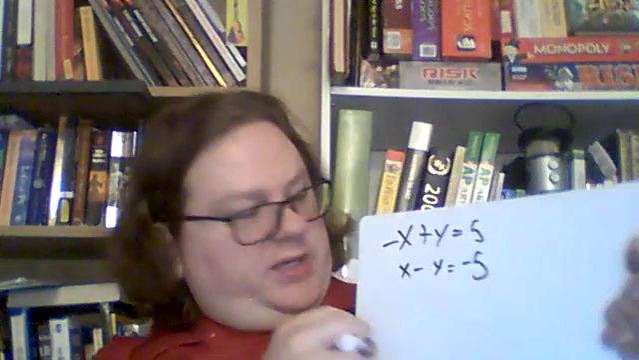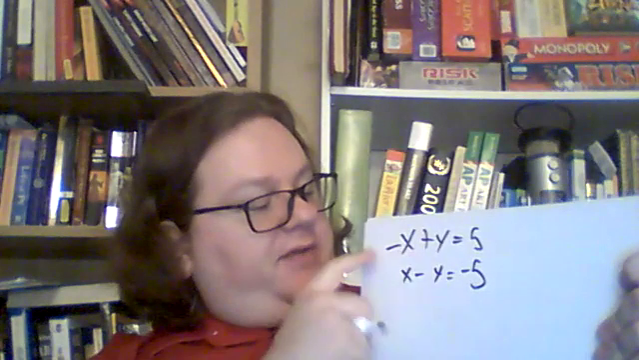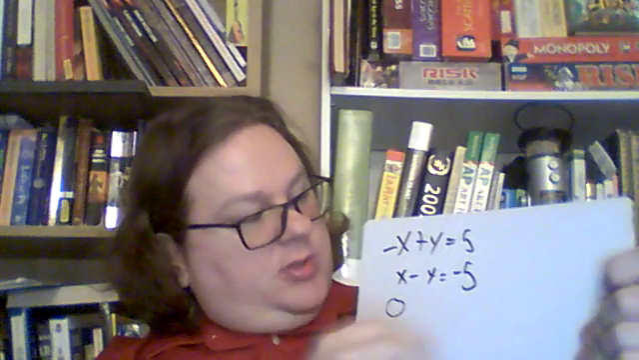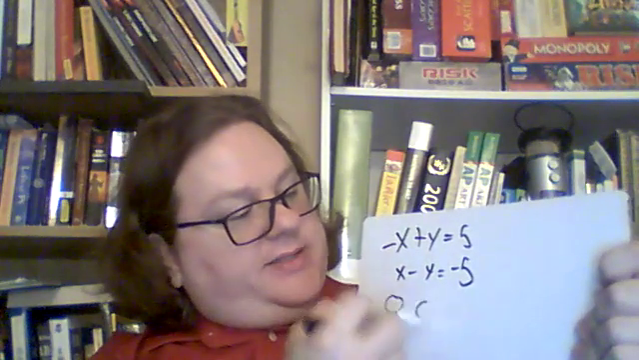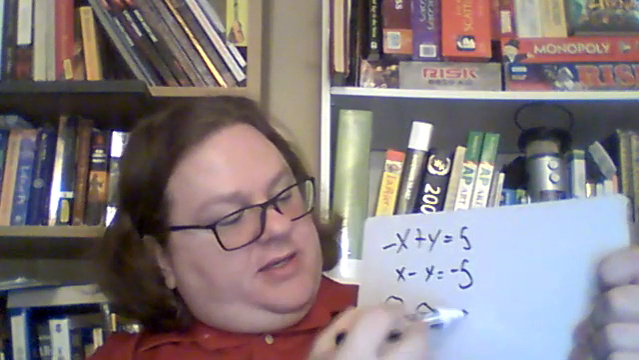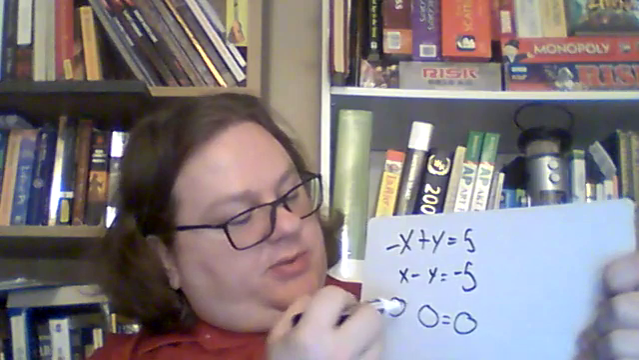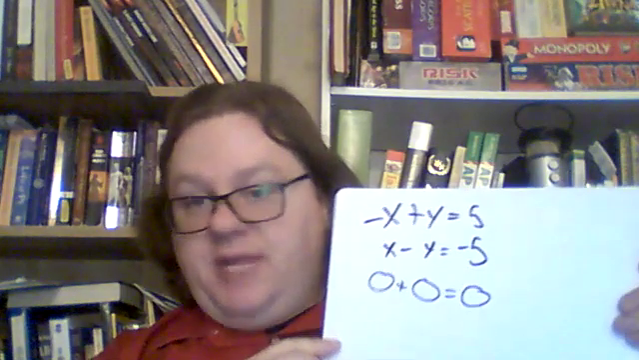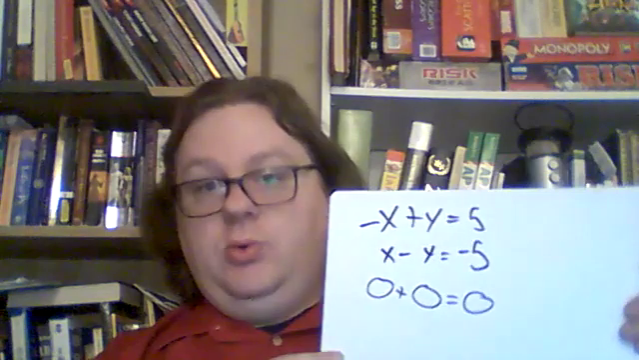Okay, now we've got negative x plus y equals 5, and we've got x minus y equals negative 5. If we combine, we just add: negative x plus x is 0. Y minus y is 0. 5 minus 5 is 0. So we've got 0 plus 0 equals 0, which is a true statement. 0 does, in fact, equal 0.